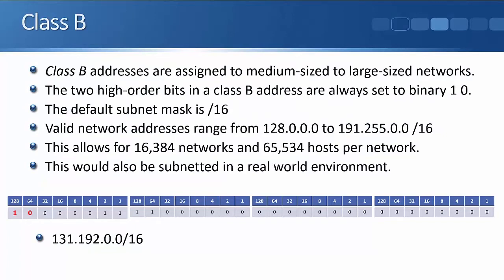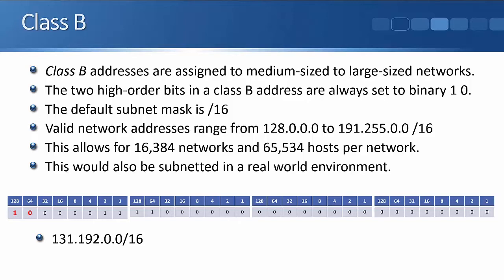Next up is Class B. So Class B addresses were originally assigned to medium to large-sized networks. With Class B, the first 2 bits in the address are always going to be set to 10. Class A addresses default to a /8, which is the first octet. Class B subnet masks always default to a /16, which is the first 2 octets.